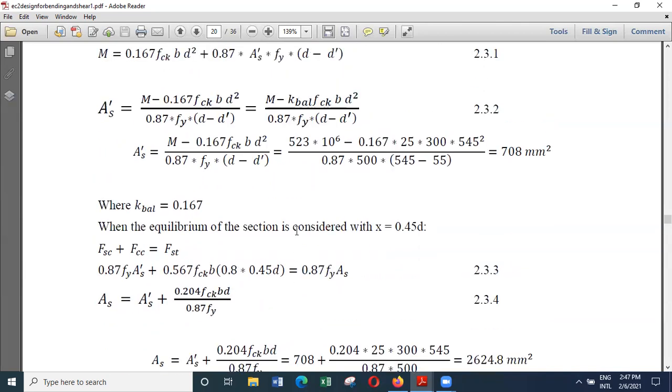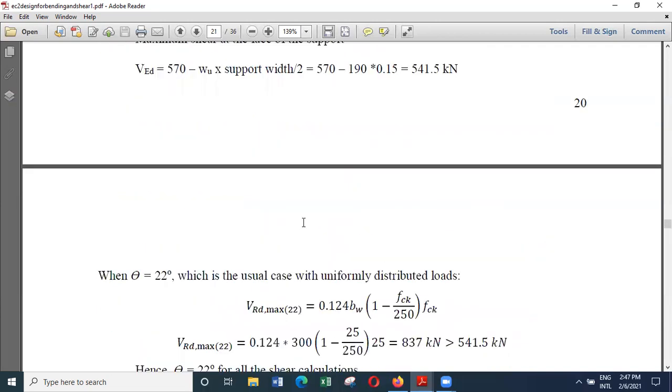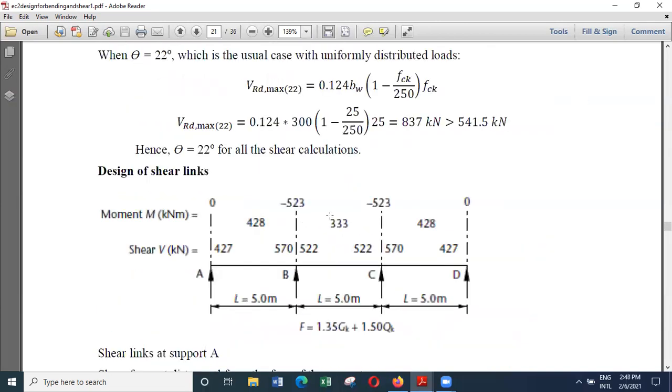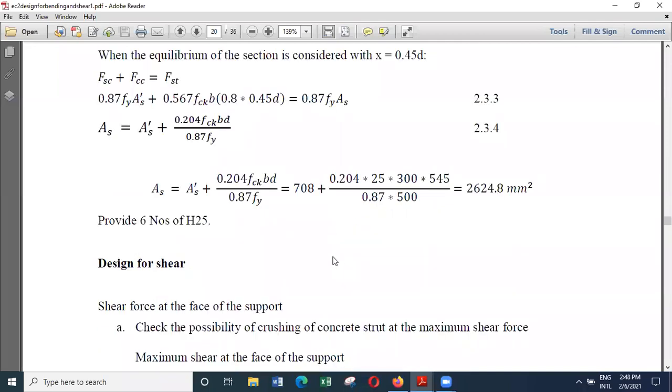And you can also check the reinforcement requirement at the center as well. You can see it's less than this value, so you might be able to use similar reinforcement here, or lesser reinforcement here. Then we'll go into the main topic today, that is the design for shear.